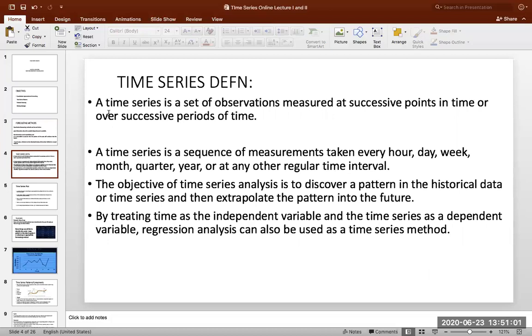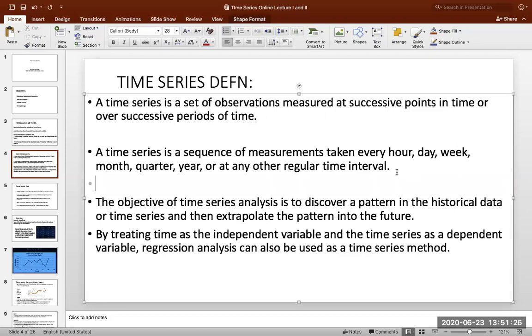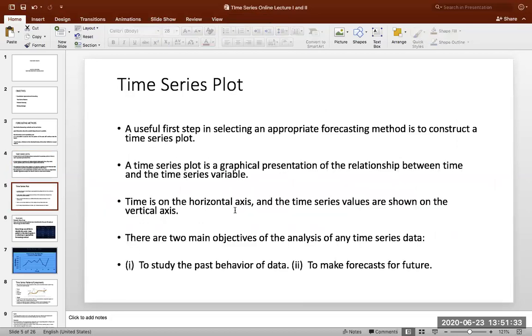So it is defined as a set of observations measured at successive points in time or over successive periods of time. Others define it as a sequence of measurements taken every hour, day, month, quarter, year, or at any other regular time interval. But when we do that, what does it help? How does time series help us?